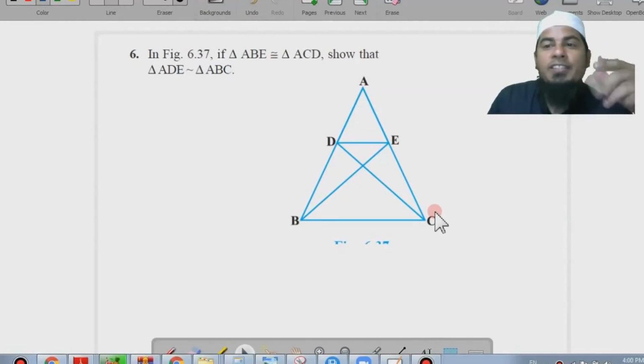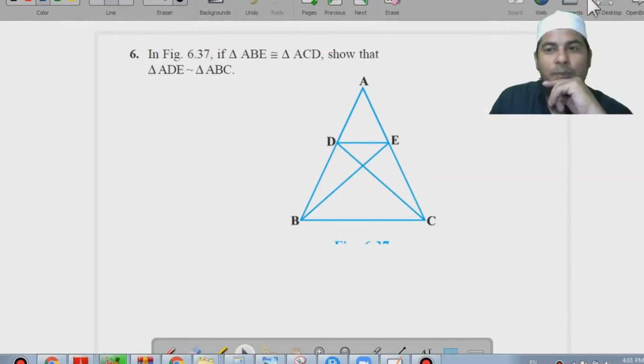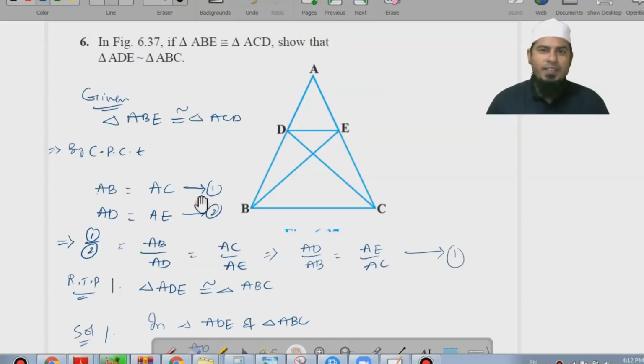That is, equal sides, so the ratios will also be equal. Then angle A is common in both triangles, so these two triangles will be similar by the SAS similarity criterion. So let us see how the solution will be. Let us discuss what we have done orally in the written part here.